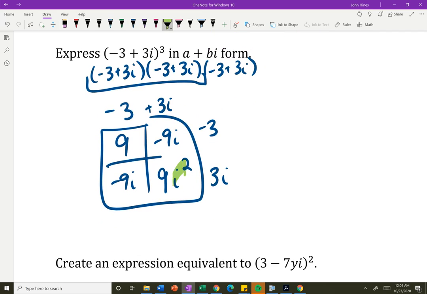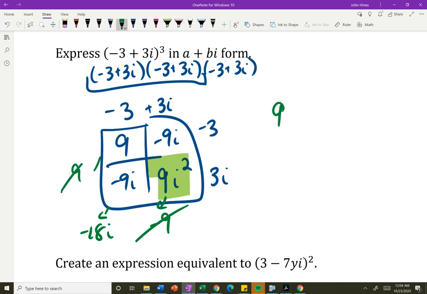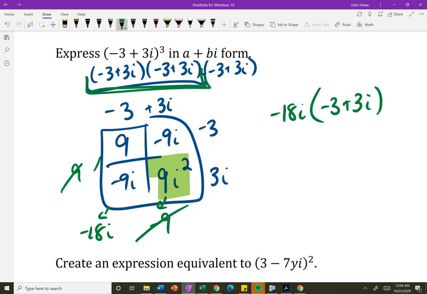All right, well, I'm not going to panic because I know what's in this box here really. What's really in that box is negative 9. I have negative 18i and a positive 9. So I have 9. Wait a minute, 9 minus 9, those guys add to 0. So these first 2 binomials really just become negative 18i times negative 3 plus 3i. So I found the product of these first 2.